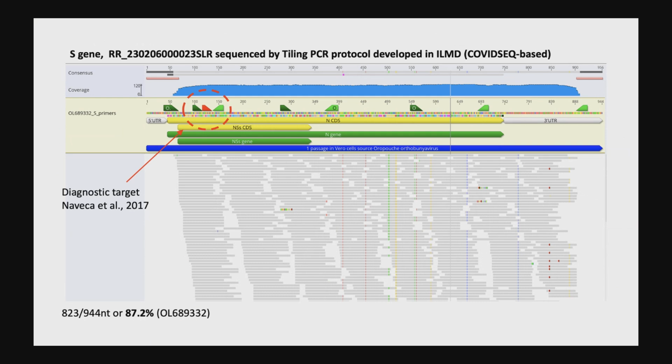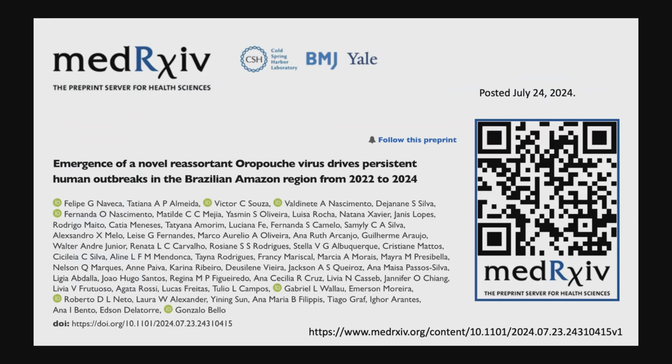For this segment, it's also important that we have the diagnostic target that we are using in Brazil and different other countries in Latin America. It was a protocol that we designed a few years ago. And then we have the information on those cases in Brazil in this preprint that is now under review.